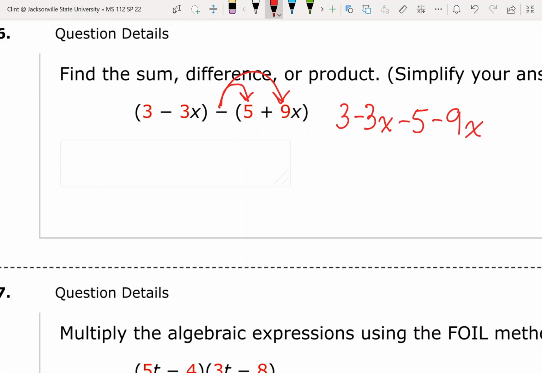And then we just combine like terms. So we've got minus 3x minus 9x, so that's minus 12x. And then 3 minus 5, negative 2. So minus 12x minus 2. Not bad, as long as you remember to distribute that minus sign.